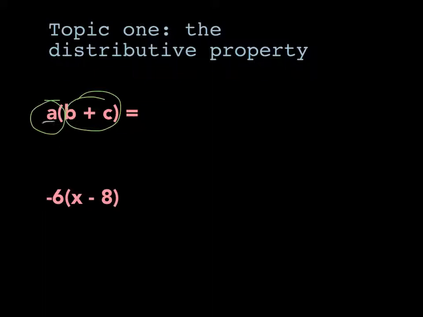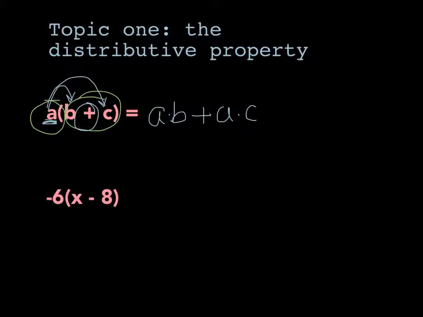So I'm going to take my A and multiply it with B. So I have A times B. And then I have to take A and multiply it with C. And I'm going to add those two products together because I have this addition sign in the center.